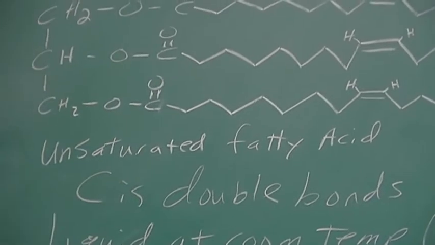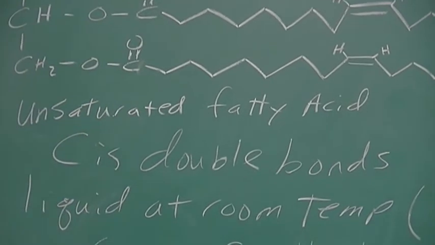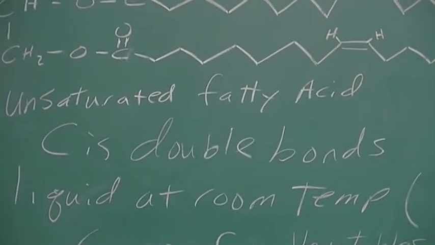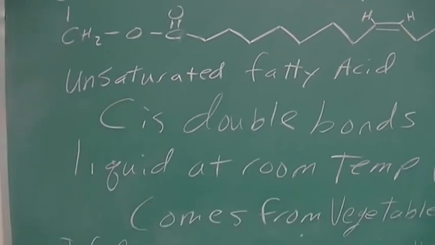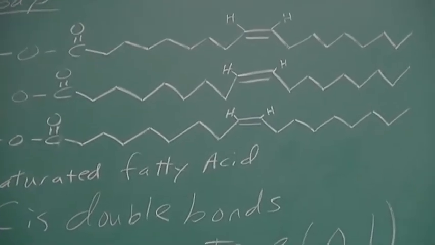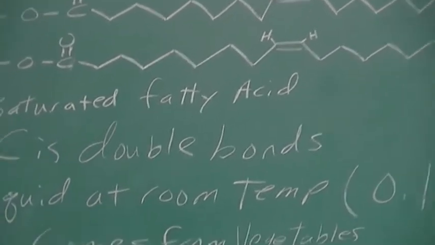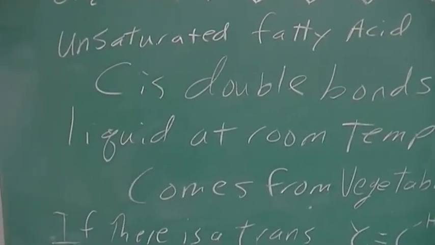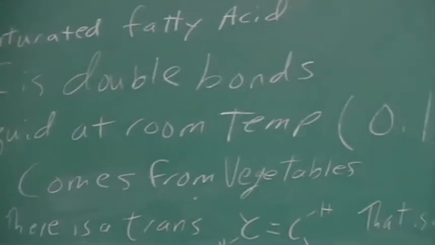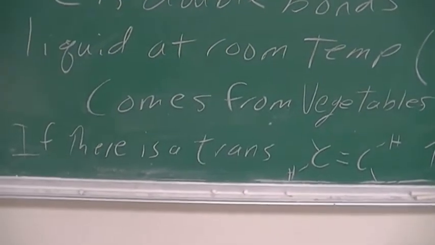Alright, so back to the structure of the oil. The oil contains at least one unsaturated fatty acid with at least one cis double bond. If it only had one cis double bond, it is a monounsaturated fat. In the example that I have here, there are three double bonds, and so this is a polyunsaturated oil. Alright, so this is an oil because it has the cis double bond. So it's an oil when it's a liquid at room temperature. And they come from vegetables, so they're called vegetable oils.